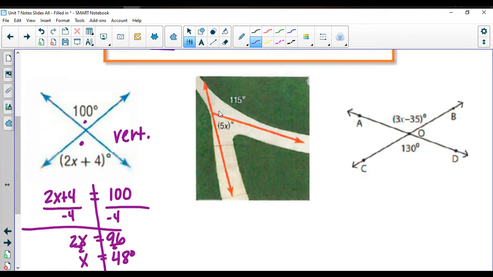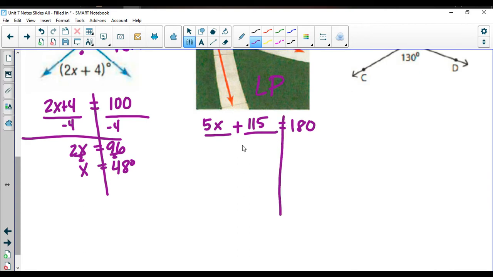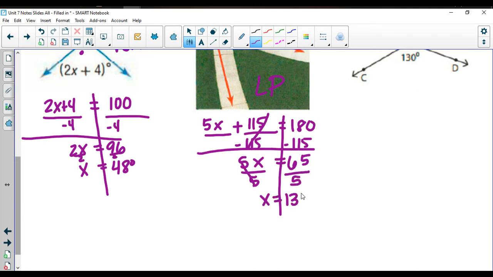For the next example, they're not opposite each other. They do actually form a line. So we can call these LP for a linear pair. Linear pairs get set up blank plus blank equals 180. Plugging in the blanks, my first angle is 5x. My other one is 115. So if I go ahead, subtract the 115 from both sides, I get 5x is equal to 65. Dividing through by 5, I get x is equal to 13 degrees.